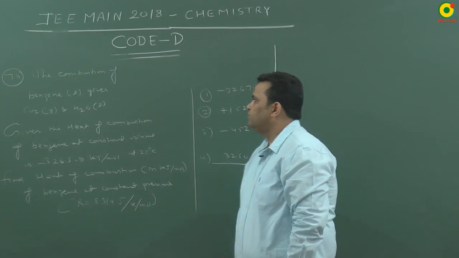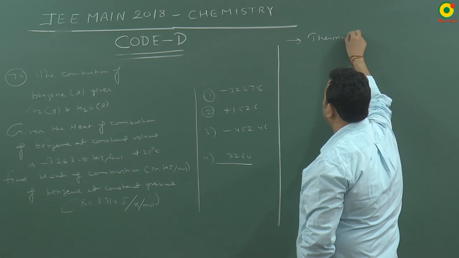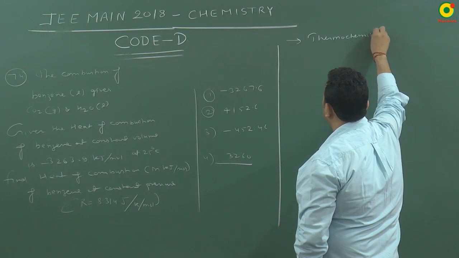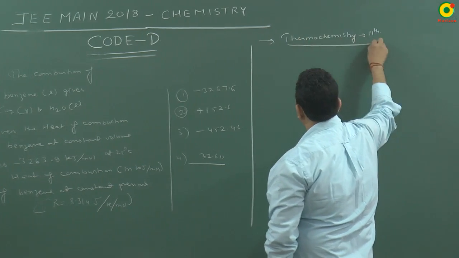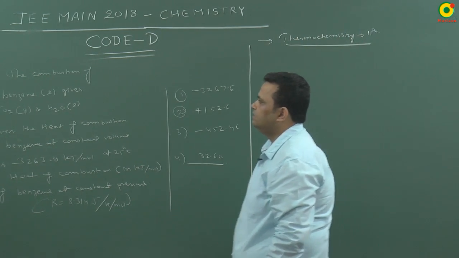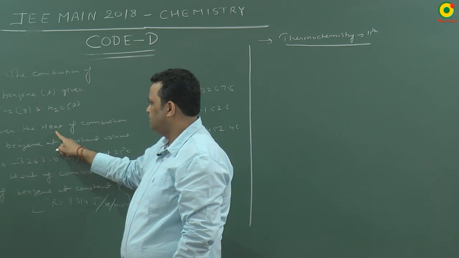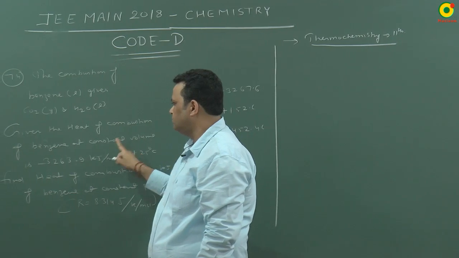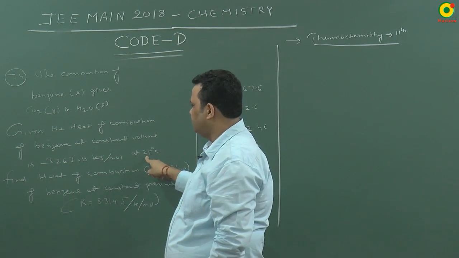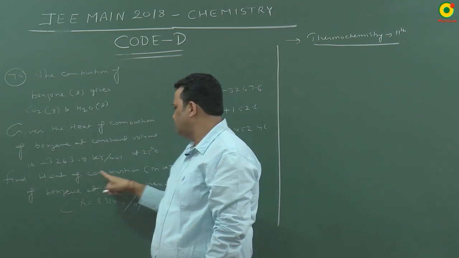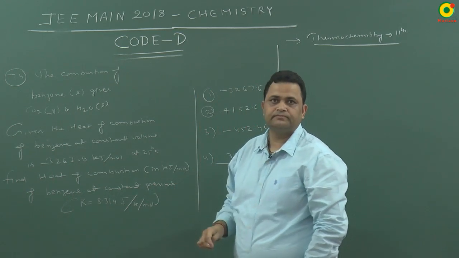Next, question 74 is from the thermochemistry topic, which is in class 11th. What does it say? The combustion of benzene gives CO2 and H2O. Given the heat of combustion of benzene at constant volume is minus 3263.9 kilojoule per mole at 25 degrees centigrade, find the heat of combustion in kilojoule per mole of benzene at constant pressure.